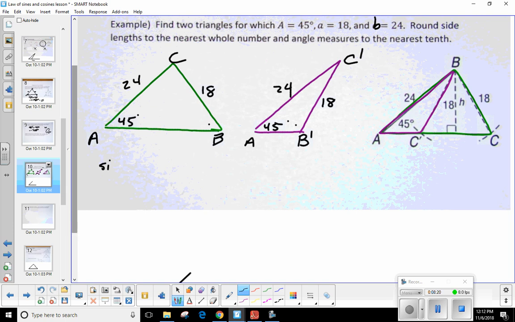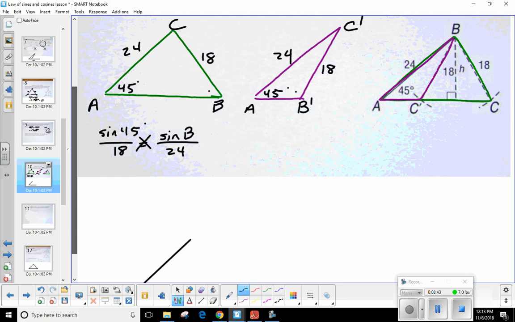Okay, so you said sine of 45 over 18. Sine of B, because we're looking for the angle, over side 24. Remember, law of sines is just a proportion, right? How do I solve a proportion? Let's multiply. Okay, so let me get myself a room here. Cross multiply. So at this point, is everybody okay if I go ahead and just say sine of B equals, what would be up top? 24 sine of 45 divided by 18.